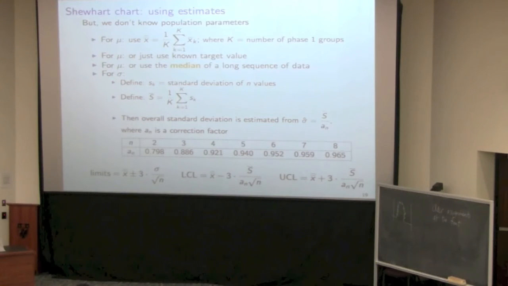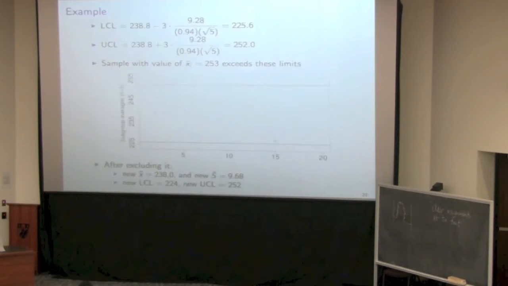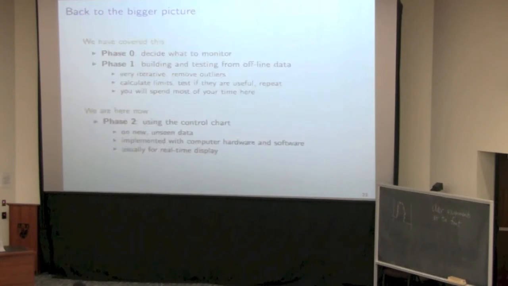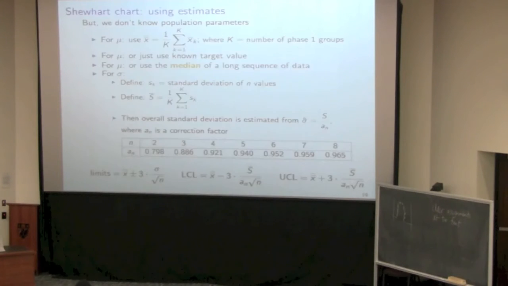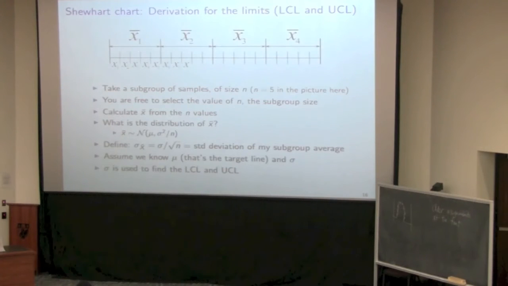The other way that you can do this, and this is the way you would do this in phase one. So remember, phase one is all about calculating the lower control limits and upper control limits. That's what phase one is about. If you're doing this in phase one, you would just go to your data and take x-bar 1, x-bar 2, 3, 4, whatever those averages are, and take the average of those averages.